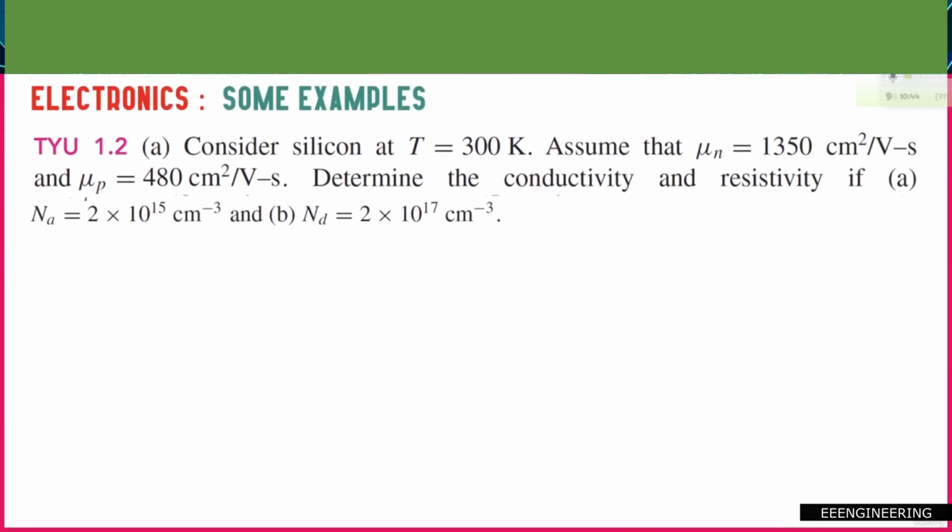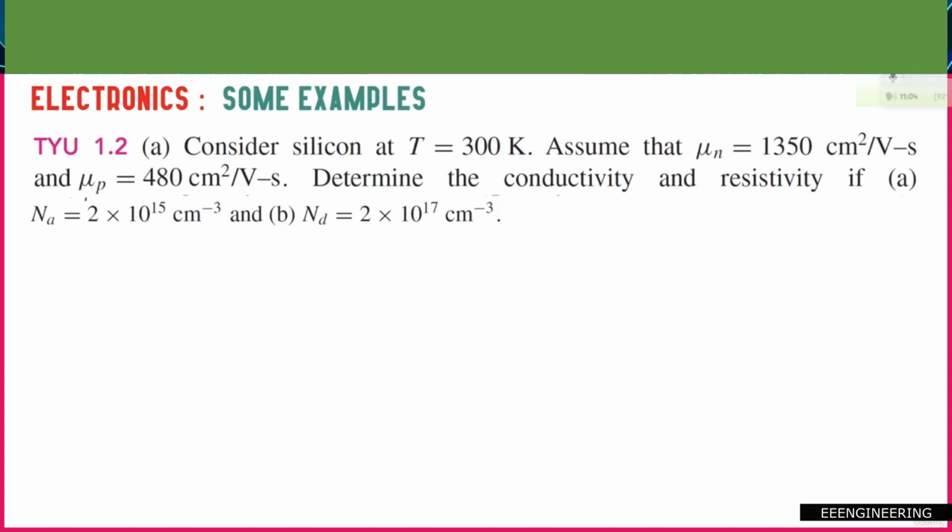So now let's move on with the next question, in which it says, consider a silicon at T equal to 300K. That's easy. Assume that the mobility of electrons is 1350 cm^2/V·s, and the mobility of holes is 480. Determine the conductivity and resistivity if Na is equal to 2 times 10^15 and Nd is equal to 2 times 10^17. Now, actually, we have two options.